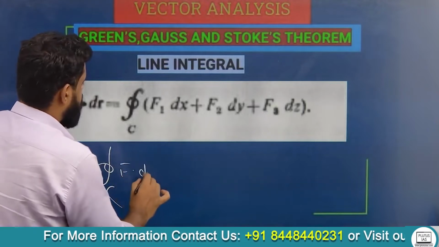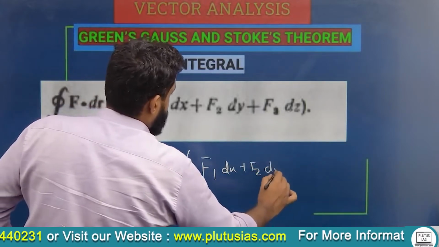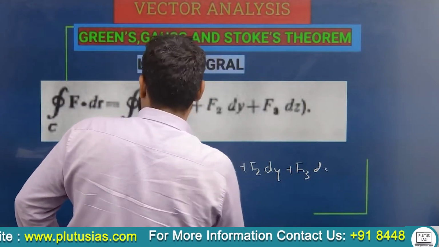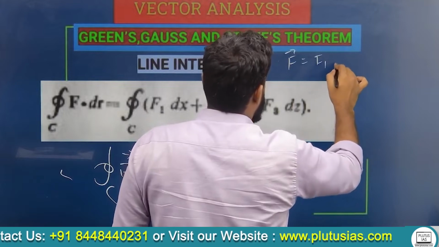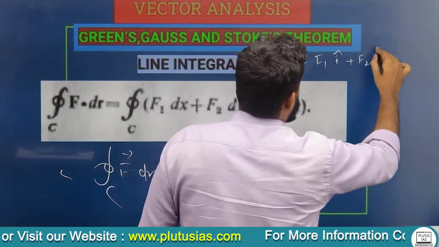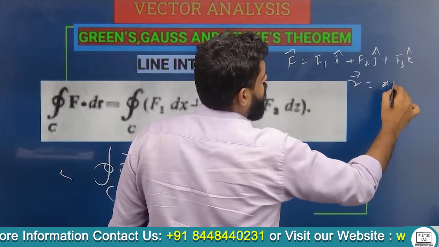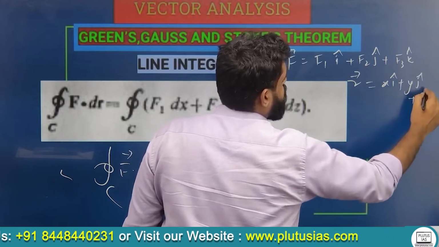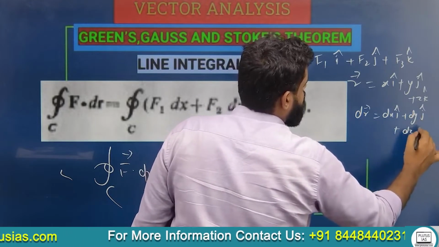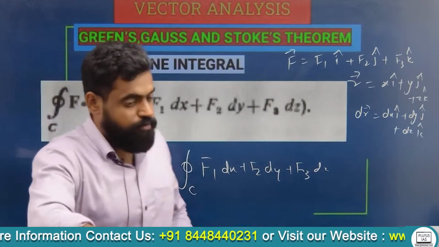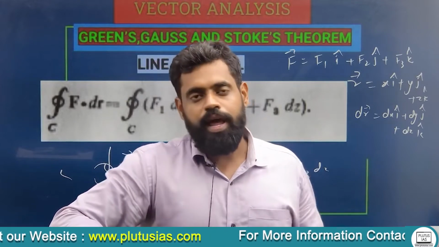Over a curve, that is the integral of f dot dr is equal to... here f is a vector field, that is f1 i cap plus f2 j cap plus f3 k cap, and r is, as I taught you in the earlier class also, x i cap plus y j cap and z k cap. So dr would be dx i cap plus dy j cap plus dz k cap. If I take the dot product here, that is f dot dr, we get f1 dx plus f2 dy plus f3 dz. It is done over a curve, which could be a parabola or a line or a circle.